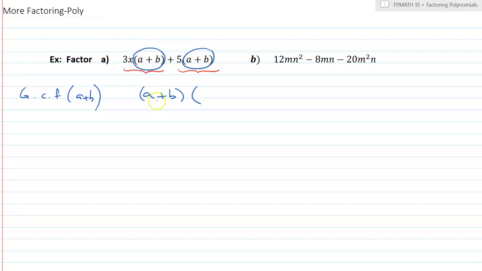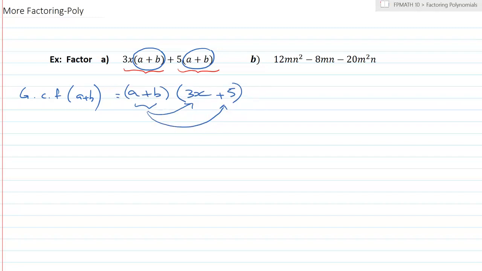All right, so (a plus b) for the first term times 3x will give us the first term, plus, and then the second will be 5, because 5 times (a plus b) is 5 times a plus b. Okay, so a plus b, that's your GCF. Multiplying it by 3x will give you the first term. You're multiplying by the second term, give you the second term, and that is it.